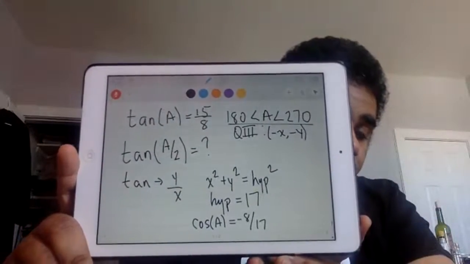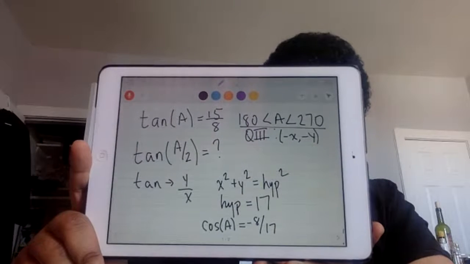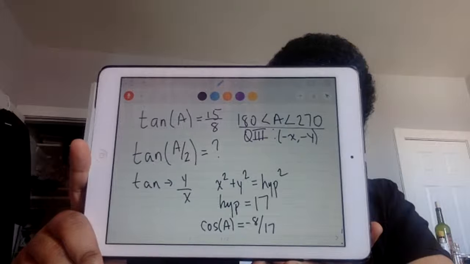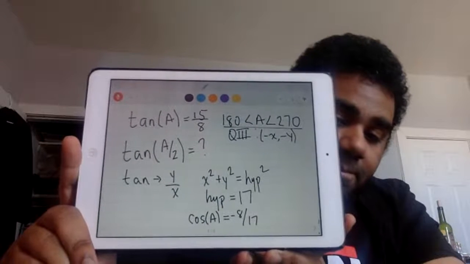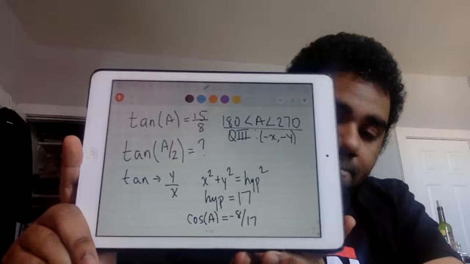And then you just plug that into the formula, where 17 is clearly your LCD. You need me to go any further than that? Yes. Okay. So tan of A over 2 is equal to plus or minus the square root of 1 minus cosine of A over 1 plus cosine of A.